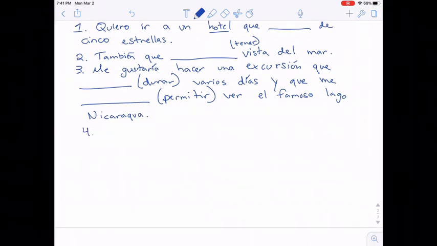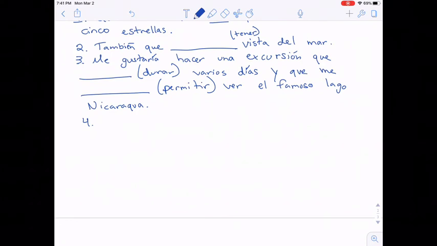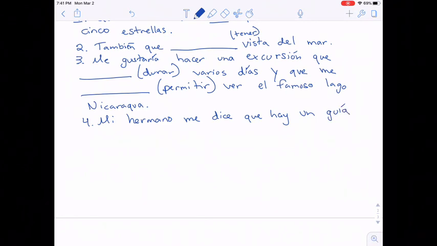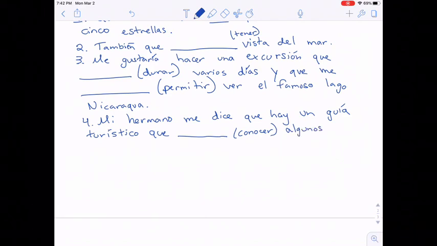Number 4, mi hermano me dice que hay un guía turístico que conocer algunos lugares.